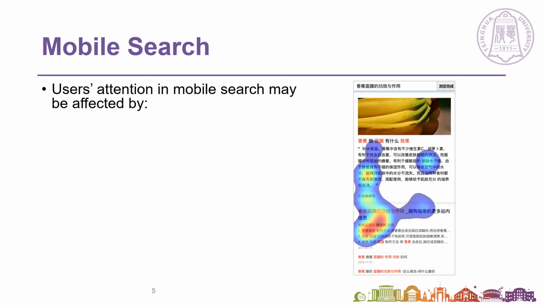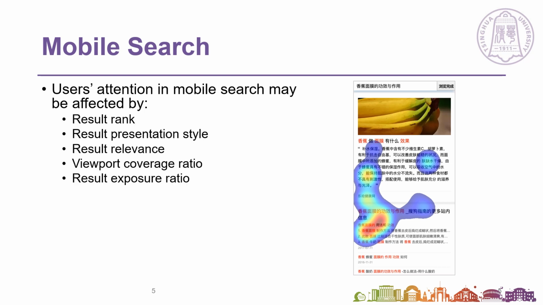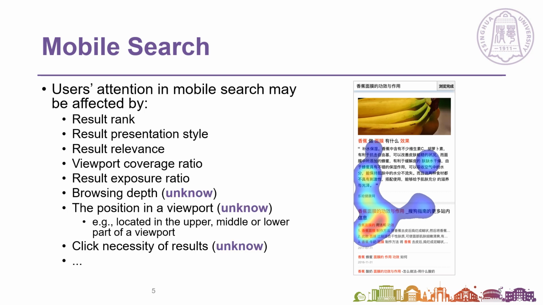Users' attention can reflect the attention allocation mechanism of users. Here we list several factors that may affect users' attention. The first five factors have been studied by previous works. Besides these factors, we assume that users' attention may also be affected by some other factors in mobile search, such as the browsing depth, the position within a viewport, the click necessity of results. We investigate these factors in this paper.